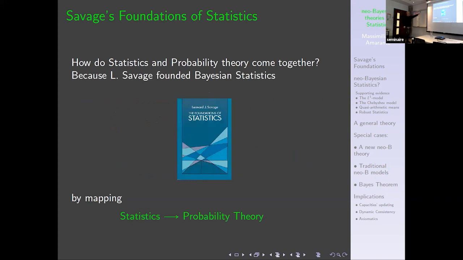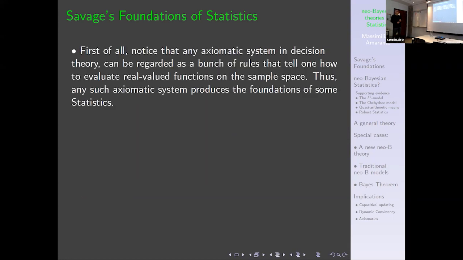They come together because Savage, this is 1954, gave the foundations of Bayesian statistics in this book. And how did he do that? What he does, he maps statistics into probability. Okay, and this is how he founded all the statistics.